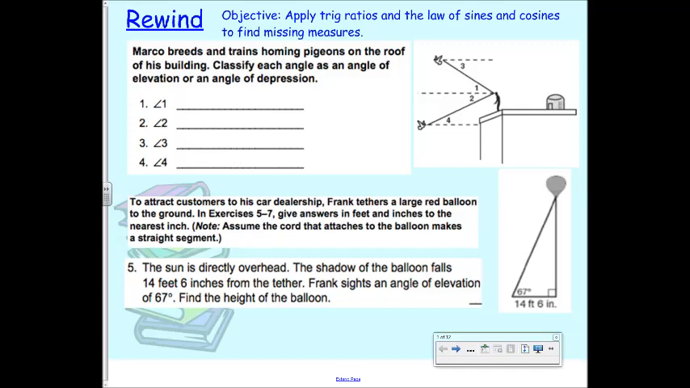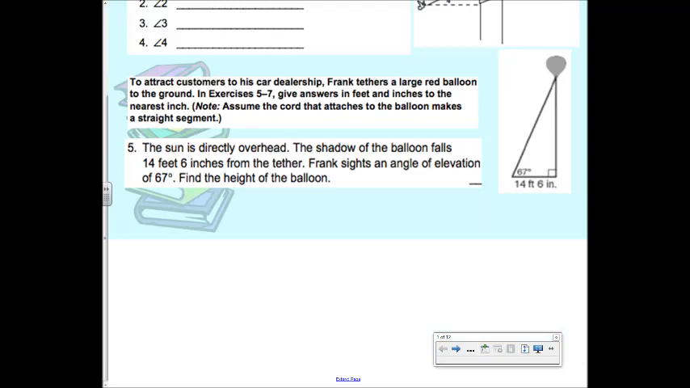The only thing then with number 5, typically when you do these, you're going to end up using tangent because you're usually looking for the height. So for example, in this one, we're looking for the height of the balloon, so that would be our x. So what proportion would we use here? Tan 67 equals x over 14.5, or some people converted it to inches, and I think that was 174. Is that right? 174. Either way, you end up with 31.16 feet, or approximately 409 inches.